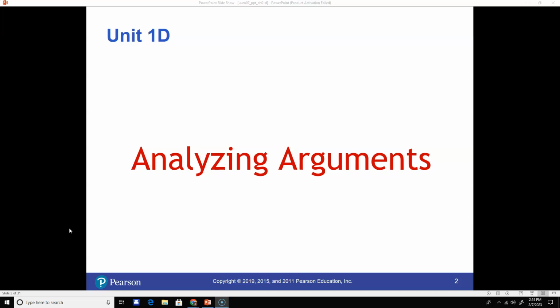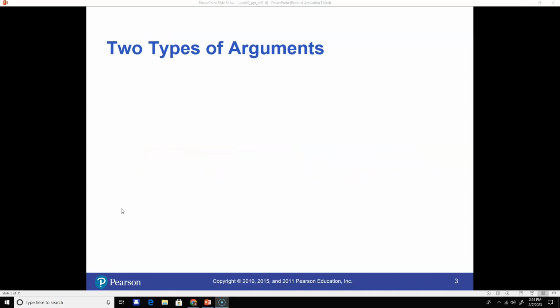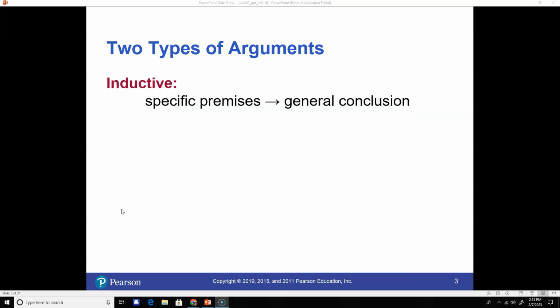So analyzing arguments. Some of this overlaps with some of the conditional statement truth tables we looked at. But basically, we're breaking everything down into two types of arguments: inductive arguments versus deductive arguments. So an inductive argument starts with specific premises and tries to make a statement about a more general conclusion. For most of these things, you're not able to actually prove them true, but you can only talk about whether or not it's a strong argument based on how sound the premises are.